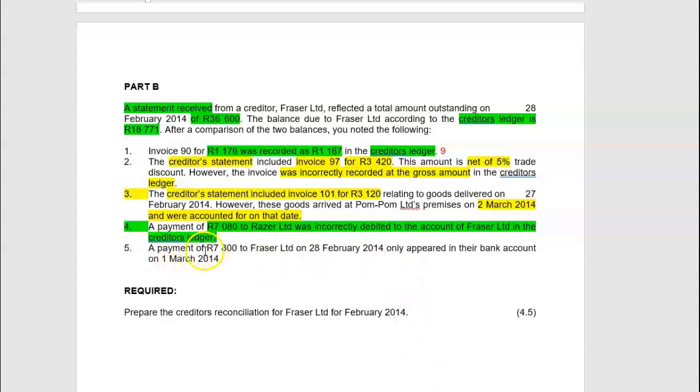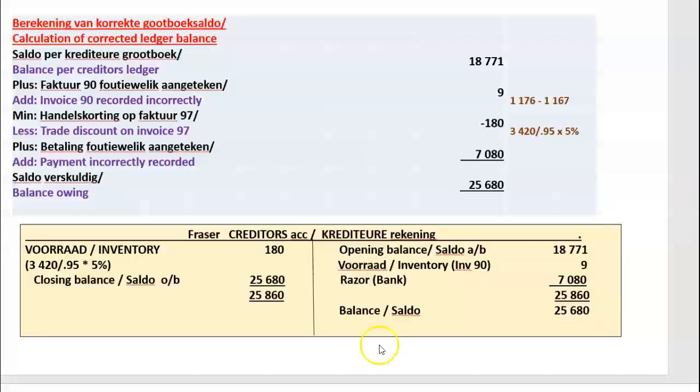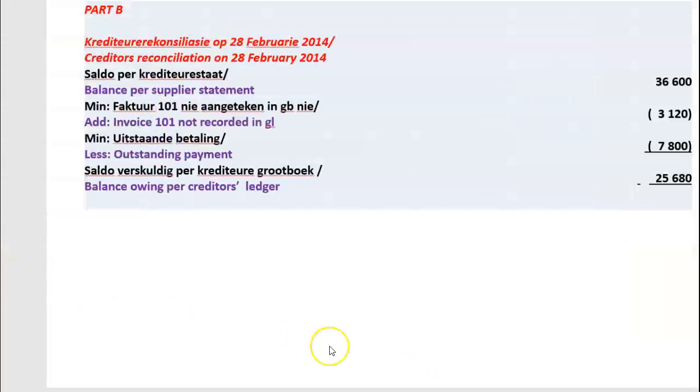Then number 5, a payment of 7,800 to Fraser Limited on 28 February only appeared in their bank account on 1 March. So what happened is I posted that payment in my books because I passed payment on the 28th of February. Nothing wrong with that. But obviously it does not appear on the bank statement. So I'm not going to adjust my account, it is right.